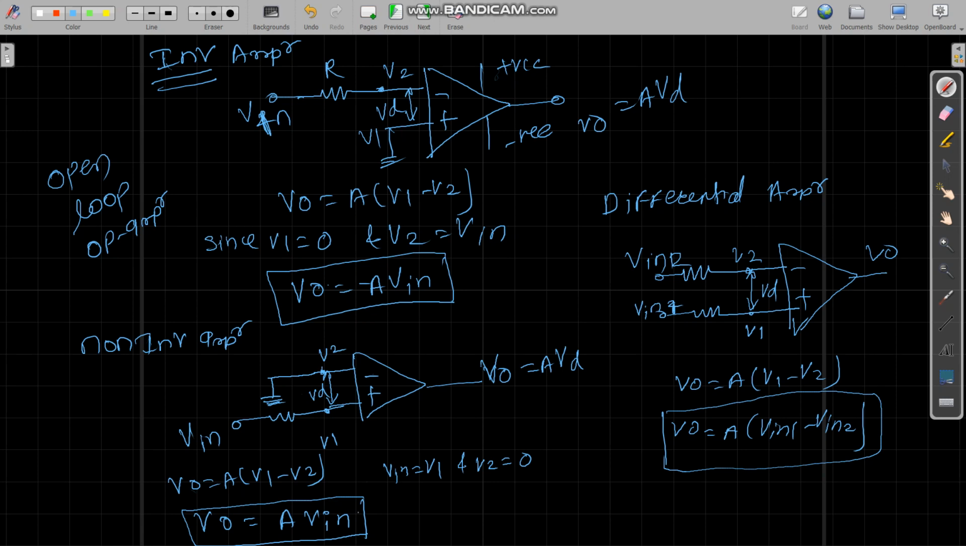Now in the same way we have the third configuration for open loop op amp, that is the differential amplifier. In a differential amplifier, two inputs are applied, one to the inverting terminal of the op amp and the other to the non-inverting terminal, and therefore the output will be nothing but the difference between these two signals. As none of these signals are zero, both are applied, we get the output equation for the differential amplifier as V naught equals A times (Vin1 minus Vin2).